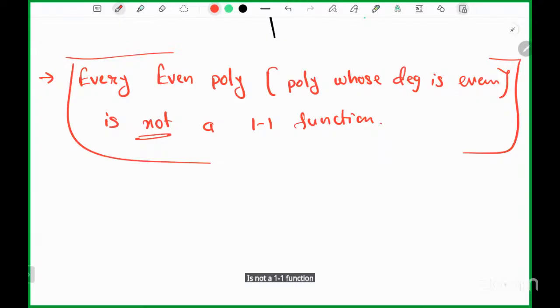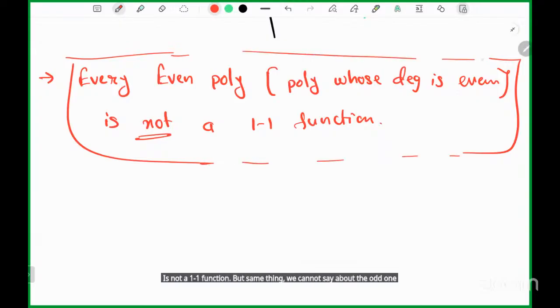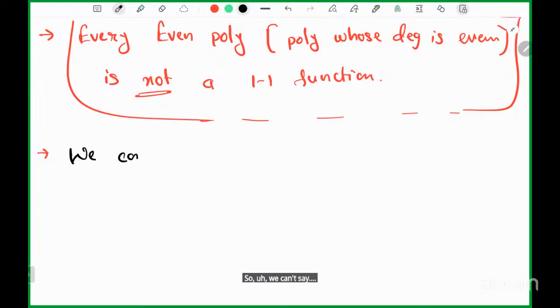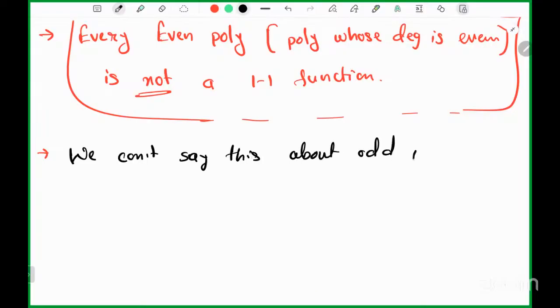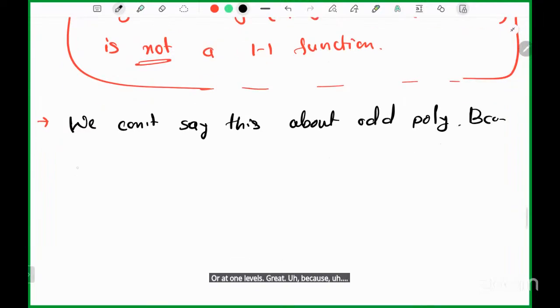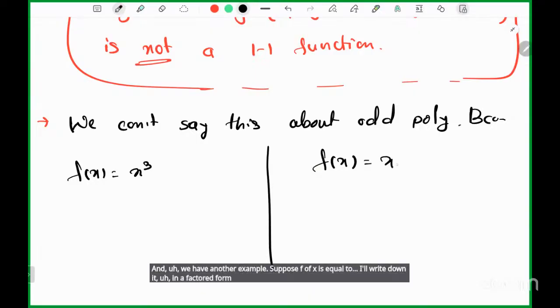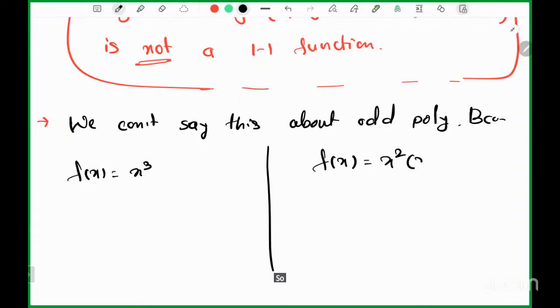So here you can say that every even polynomial is not a 1-1 function. But we cannot say the same thing about odd polynomials. Why? Because you have two kinds of odd polynomials, one which is 1-1 and another which is not 1-1. We can consider simple examples. Suppose f of x equals x cube, and we have another example. Suppose f of x equals, I'll write it in factored form so that it will be easier to imagine the graph, x square into x minus 1.